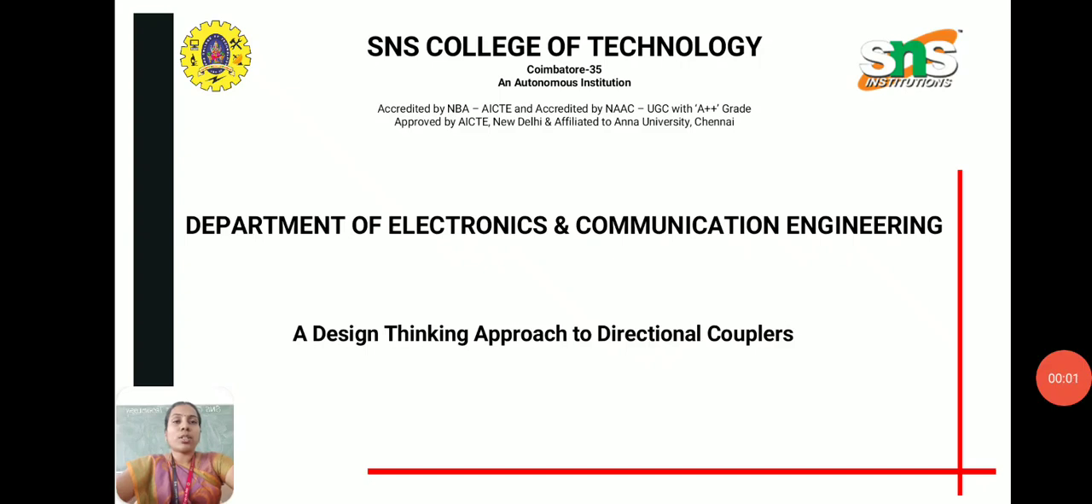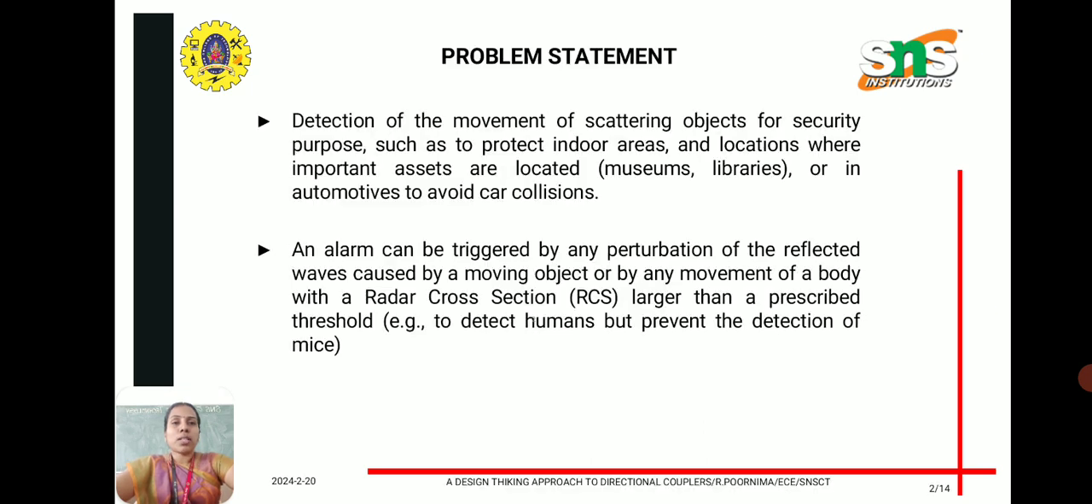Welcome to this video lecture on the topic Design Thinking Approach to Directional Couplers. So our problem statement is the detection of movement of any objects for security purposes, such as to protect indoor areas and some locations where important assets are located, like important museums, libraries, etc.